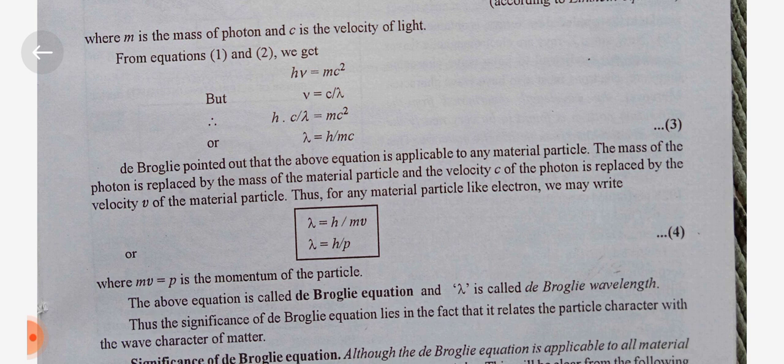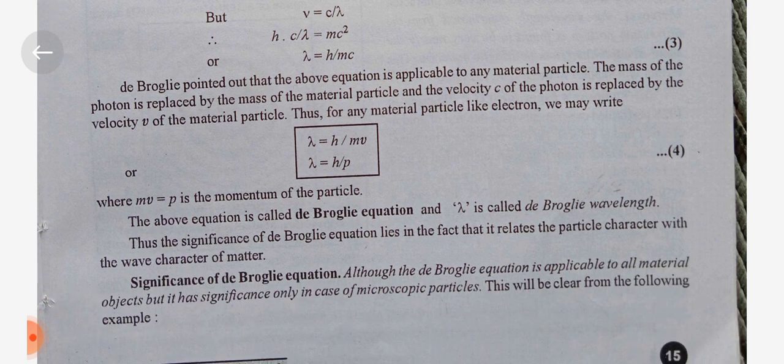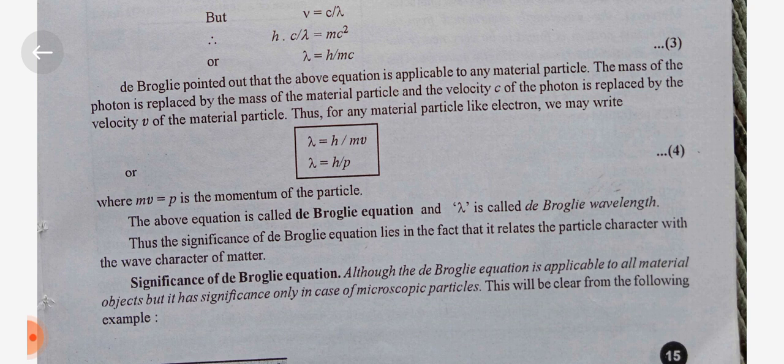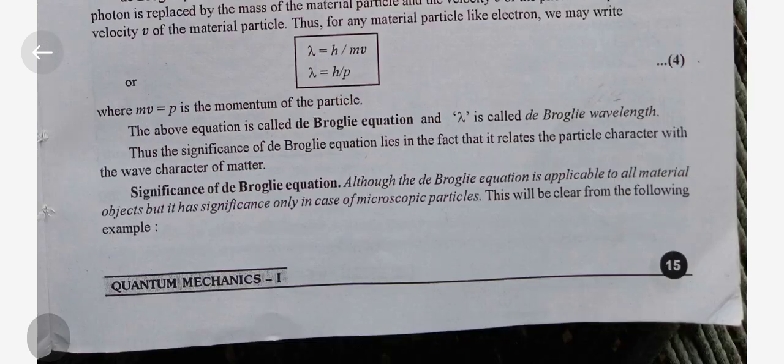De Broglie pointed out that the above equation is applicable to any material particle. The mass of the photon is replaced by the mass of the material particle, and the velocity c of the photon is replaced by the velocity v of the material particle. The above equation is called the de Broglie equation, and λ is called the de Broglie wavelength. Thus, the significance of the de Broglie equation lies in the fact that it relates the particle character with the wave character of matter. Significance of de Broglie equation.